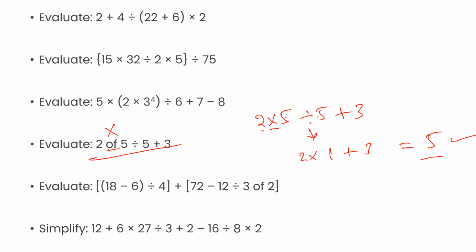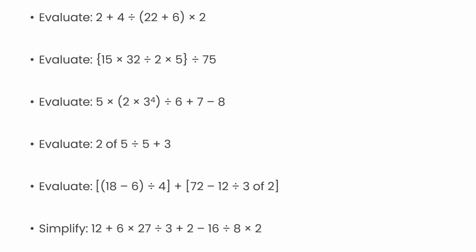But if I am giving some other number, some 45 or some other number, then it would be a problem. So every time you should follow the BODMAS rule only. If you find any question like this, you have to follow the BODMAS rule first. You can see 5 divided by 5 first. 2 into 5 divided by 5, 1. 2 into 1, 2. 2 plus 3, 5. Directly we can say 5 is the answer.